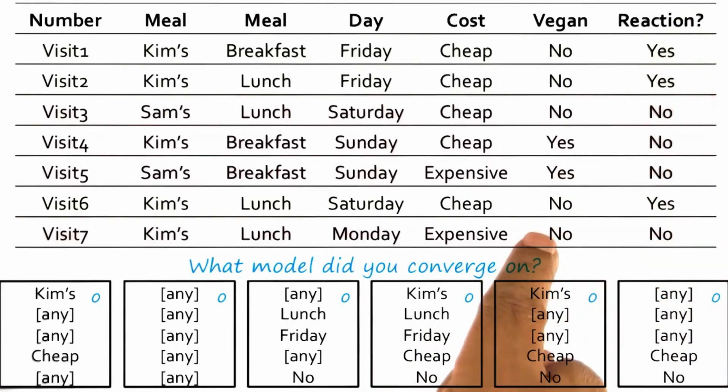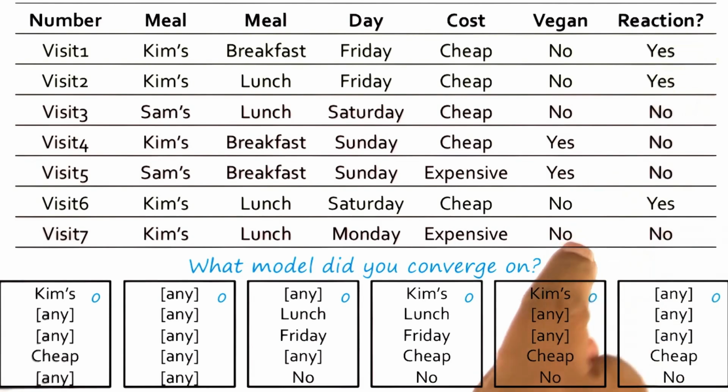We'd like you to complete this exercise. We've already done the first 3 examples. Having completed the exercise, decide which model you converged on. Which one did you converge on, David? So I converged onto this model over here that any cheap non-vegan food at Kim's is what's giving me my allergic reaction. We had left off by saying that potentially any food at Kim's or any breakfast or any cheap food gives me an allergic reaction.